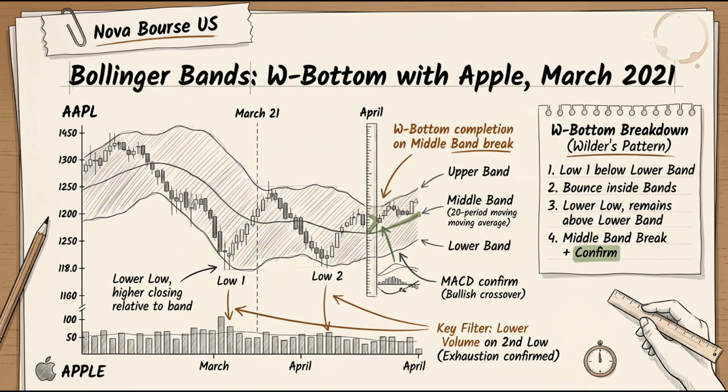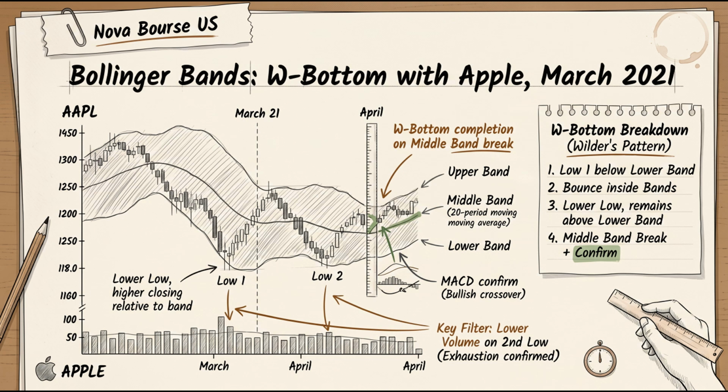John Bollinger highlights the W bottom as one of the most important patterns his bands can detect. Look at Apple in March 2021. The price dropped below the lower band, then bounced back inside. On the second decline, the price set a lower low, but the closing price stayed above the lower band, showing that sellers couldn't push the price to the previous extreme. When it broke back above the middle band with MACD confirmation, the W bottom was complete.